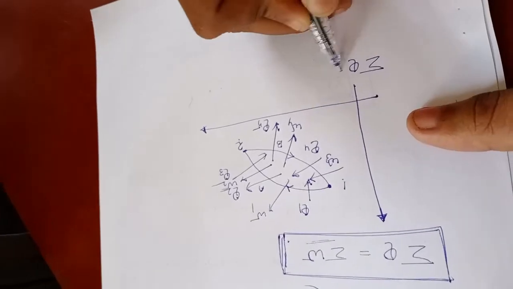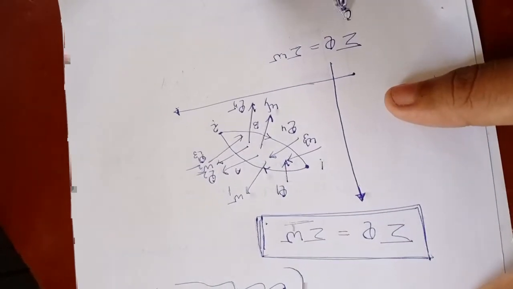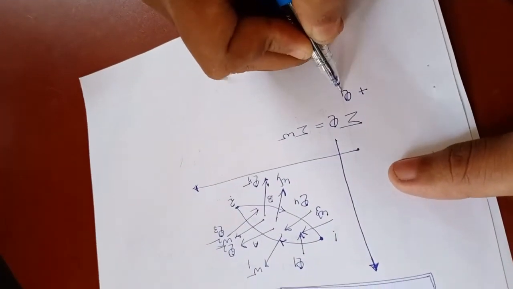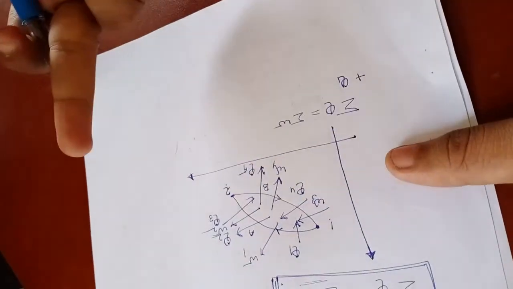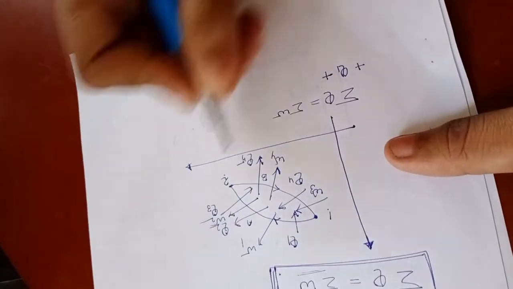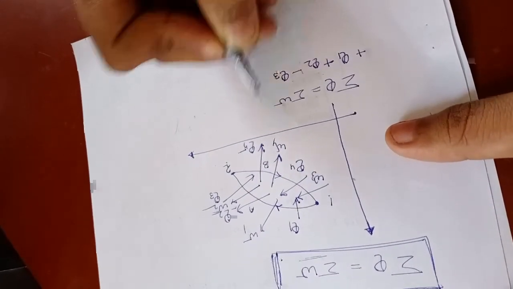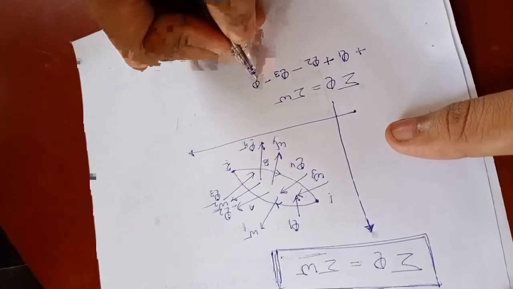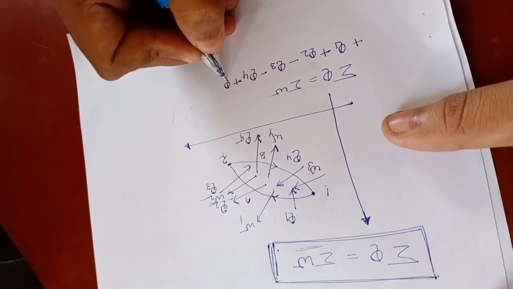As per the first law of thermodynamics, we can say summation of Q is the same as summation of W. From this, we can say plus Q1, because heat is coming into the system. If it is going out of the system, then it is negative. So plus Q1, plus Q2, minus Q3, minus Q4.